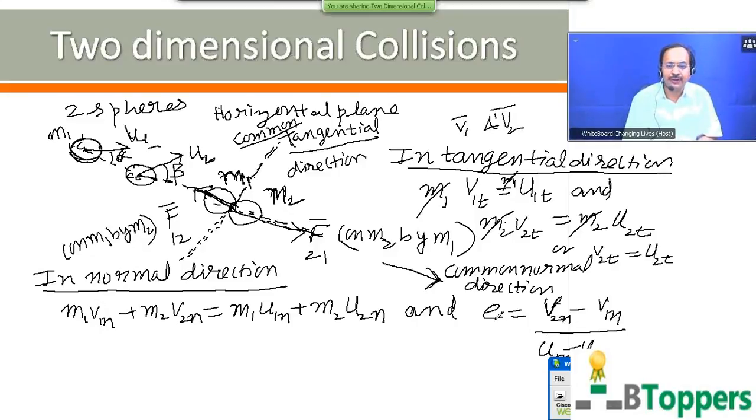That means the coefficient of restitution between the two spheres can be written as the magnitude of relative velocity of separation along the common normal direction just after collision, divided by the magnitude of relative velocity of approach along the common normal direction just before collision.